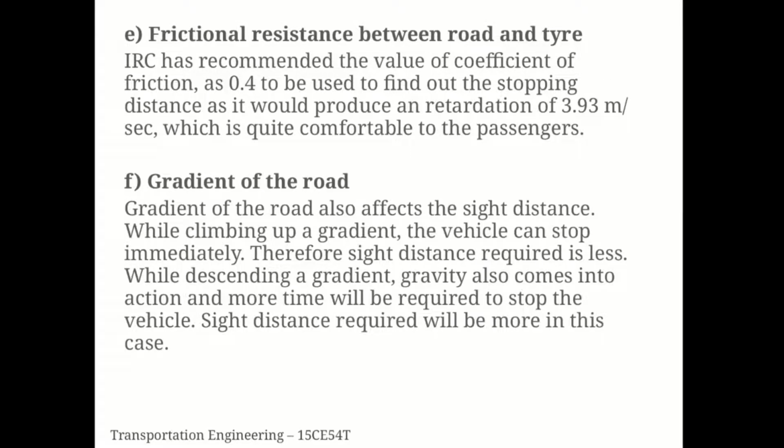Friction between road and tire: IRC has recommended the value of coefficient of friction as 0.4 to be used to find the stopping distance, as it would produce a retardation of 3.93 meter per second squared, which is quite comfortable to the passengers. Gradient of the road: the gradient also affects the sight distance. While climbing up a gradient, the vehicle can stop immediately, therefore the sight distance required is less. While descending a gradient, gravity also comes into action and more time will be required to stop the vehicle. Sight distance required will be more in this case.